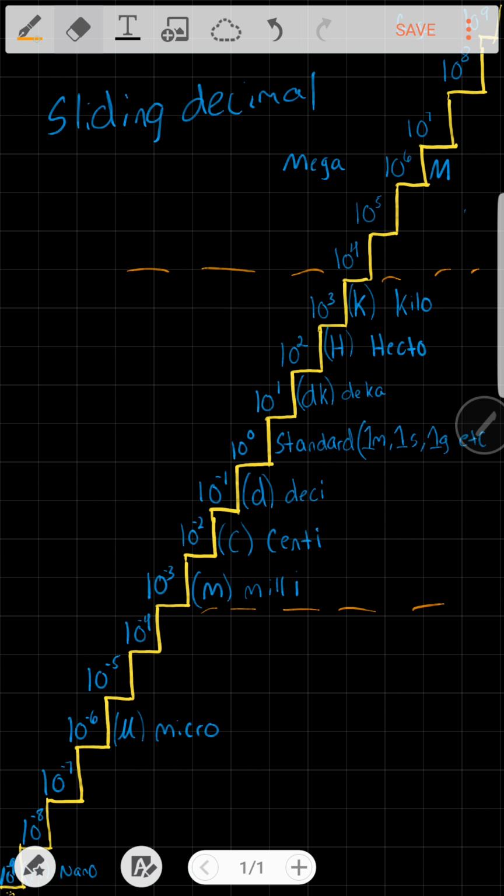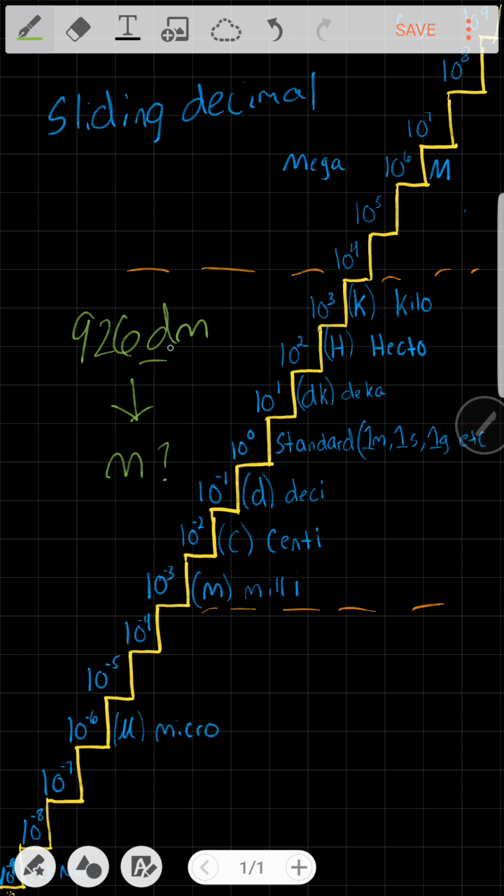I don't want to make this too long, so let's do a problem. If I have 926 decimeters, the D, decimeters, and I want to convert that into actual meters, how big am I going to be? Or how small, or whatever happens.